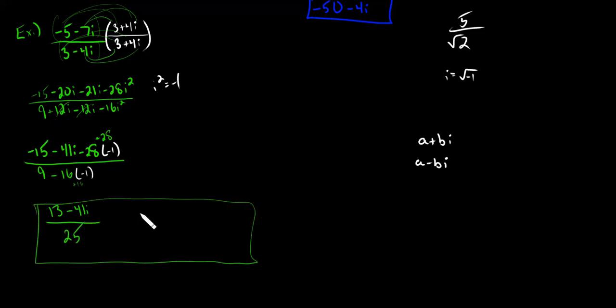Just know you can also split this up into two fractions, 13 over 25 minus 41i over 25. Both of these would be acceptable answers. And notice that we have a real part of 13 25ths and an imaginary part of negative 41i 25ths, okay? So that is operations with complex numbers. There's not that much to it. You just need to remember that i squared is negative 1, and whenever you're dividing, you multiply by the conjugate of your denominator.